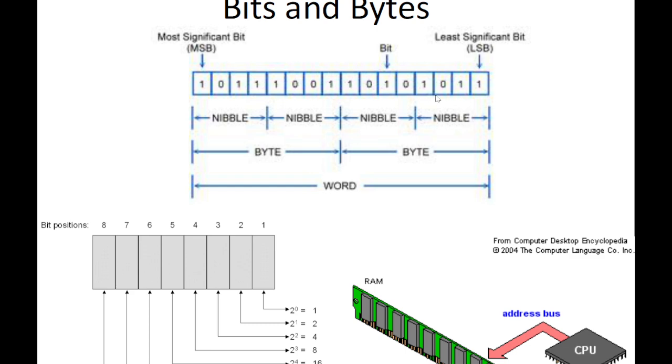So a nibble has 4 bits: first nibble, second nibble, third nibble, fourth nibble. One byte has 2 nibbles, so there are 8 bits in a byte. And a word is 2 bytes. So that's the technical terminology relating to bits and bytes.